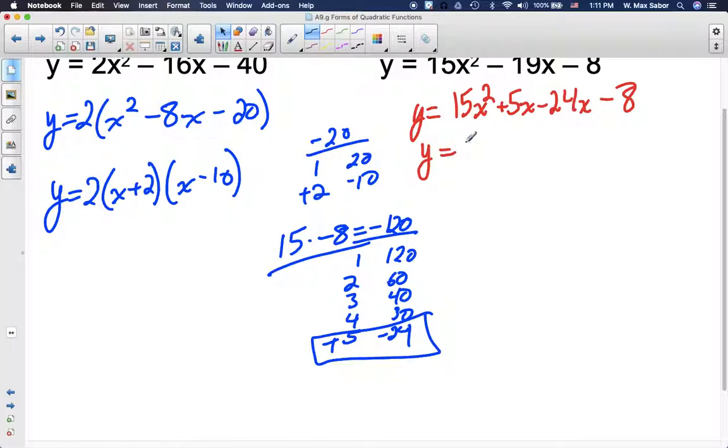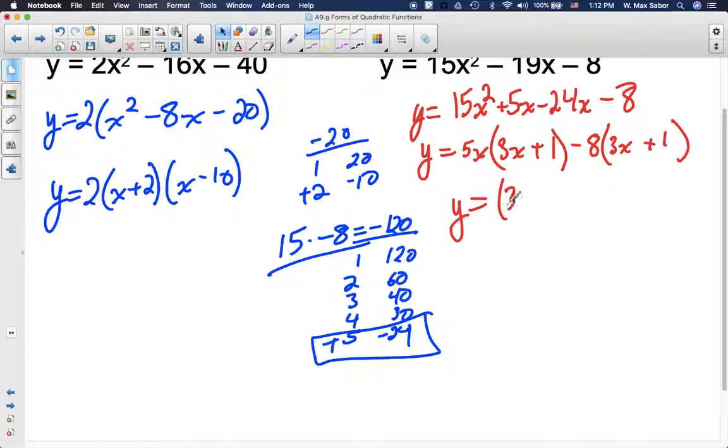The first two have a common factor of 5x. So 3x plus 1 minus 8 times 3x plus 1. So the factored form is 3x plus 1 times 5x minus 8. So that's root form.